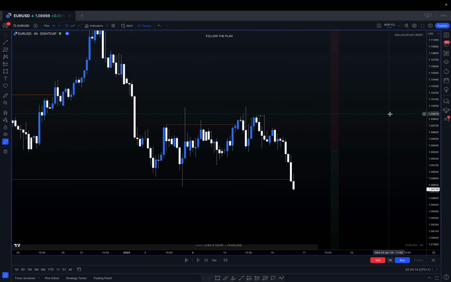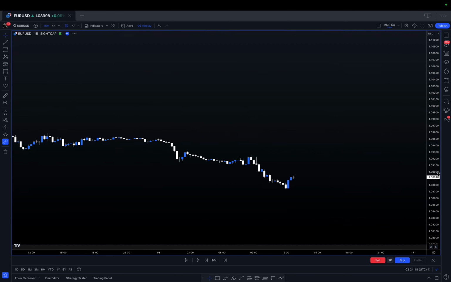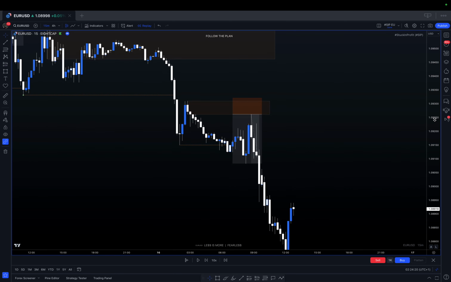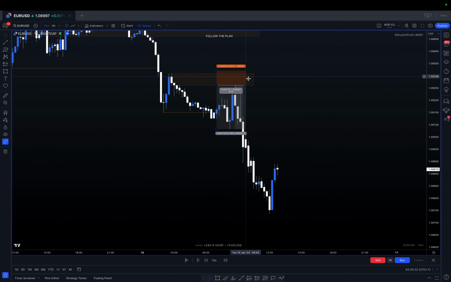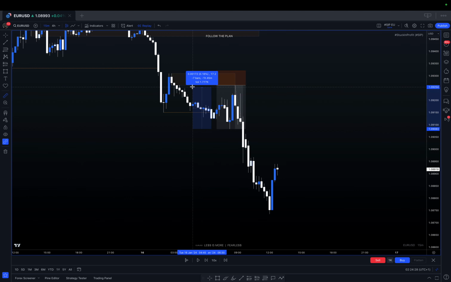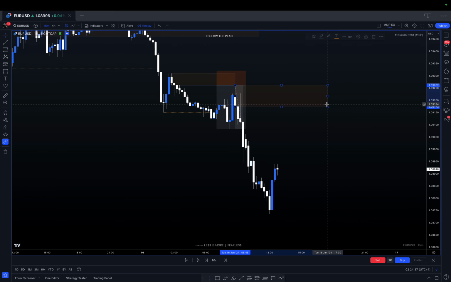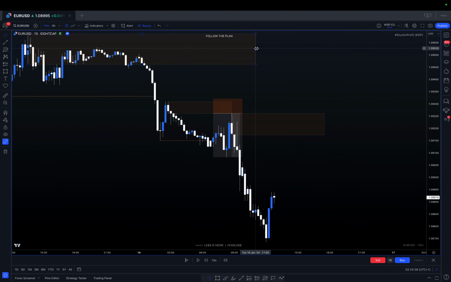So what do we do? We go to the 15 minutes and we trade the setups that we get on the 15 minutes. So the market is officially bearish on the 15 minutes. We know that. So what do we now expect? We expect that continuation bearish setup to continue to play out, right? So we're going to draw here the zone. Perfect.